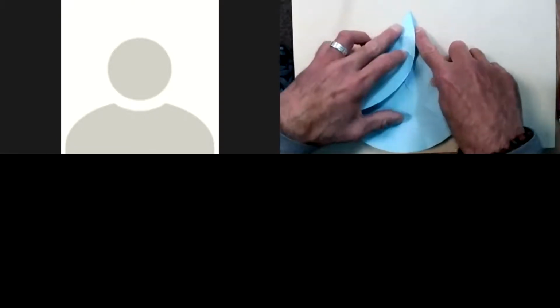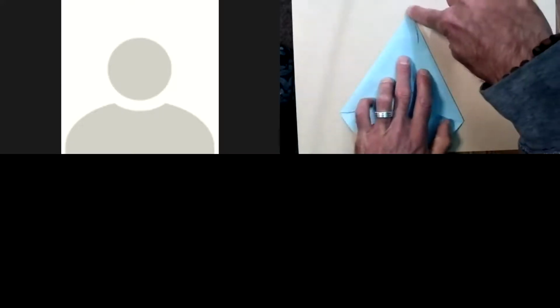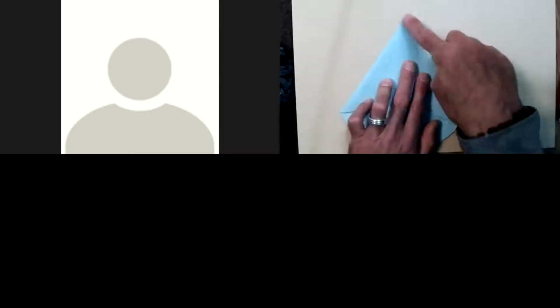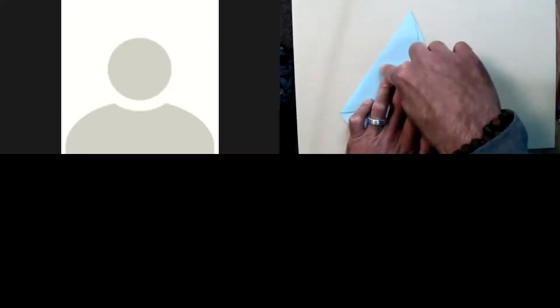And each edge of the triangle here meets the adjacent edge. Adjacent means next to. So this edge of the triangle is adjacent to that edge.